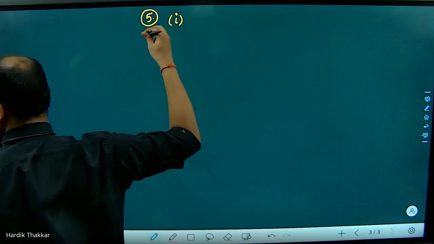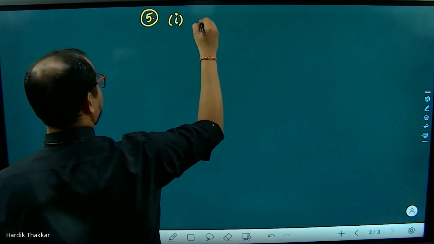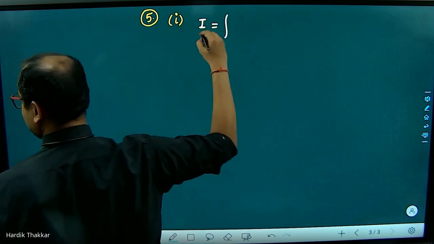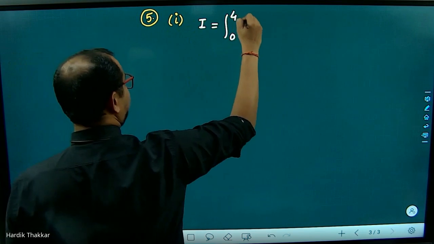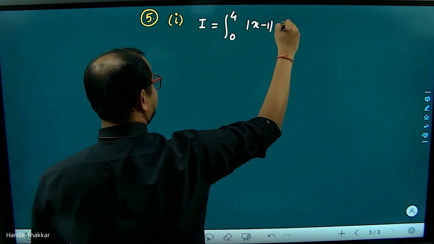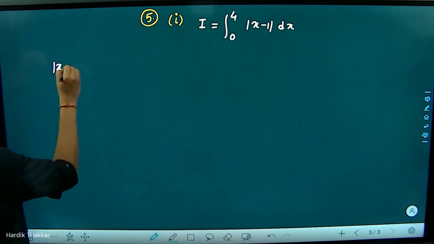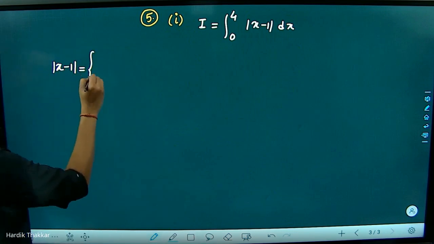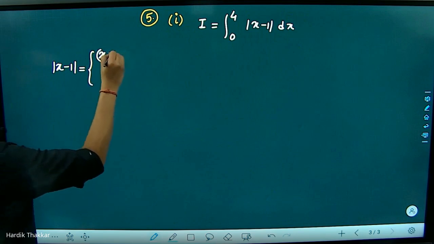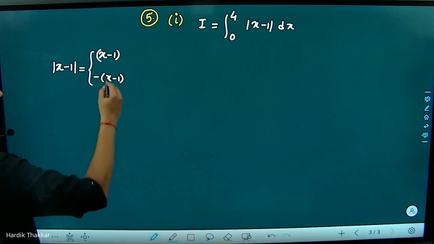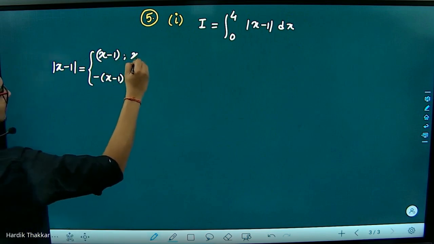Yes, sir, half only. I will check my steps. Okay. So just cross check these solutions. So for the first part, it is I equals integral 0 to 4, mod x minus 1 dx, correct? So first we will define this modulus function. So mod x minus 1 can be written as either x minus 1 or minus times of x minus 1, like this, correct? So the upper value of modulus function will be considered.